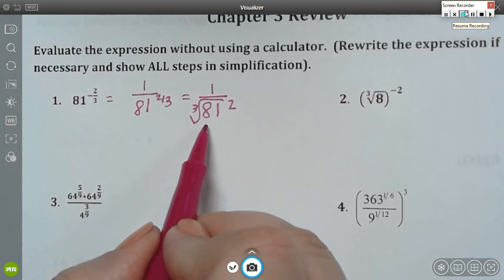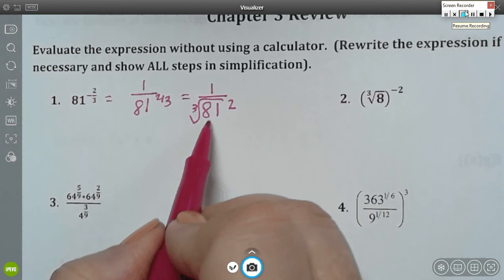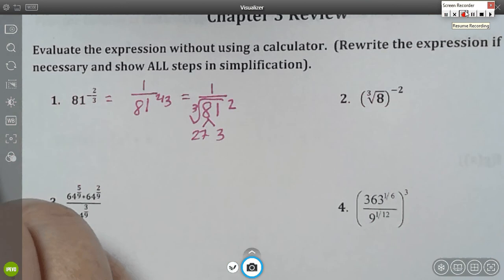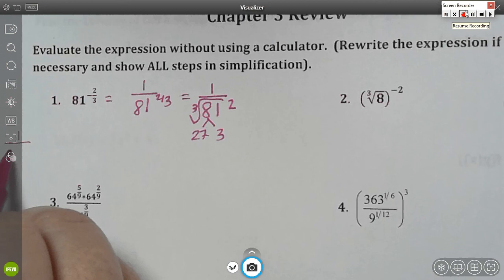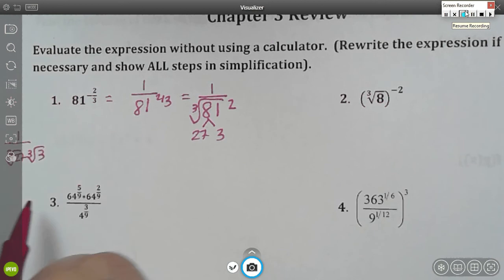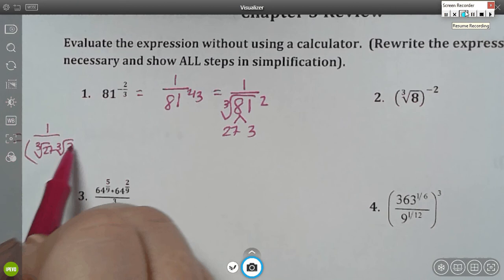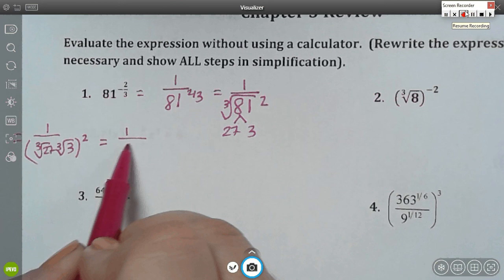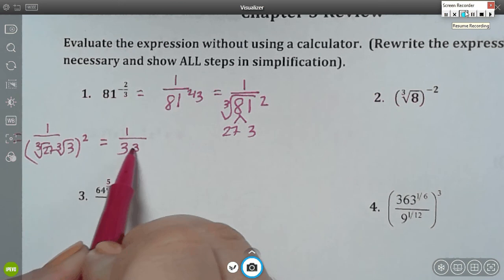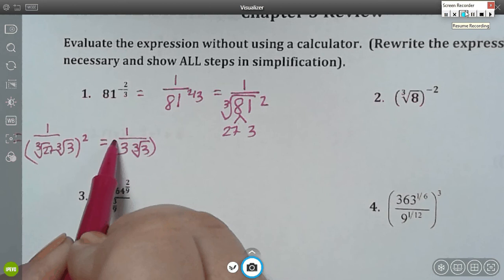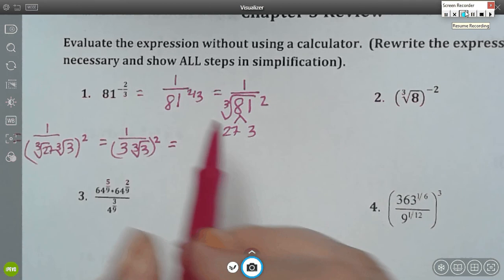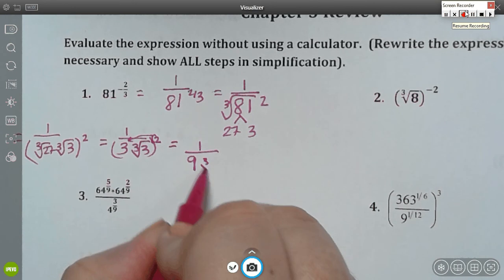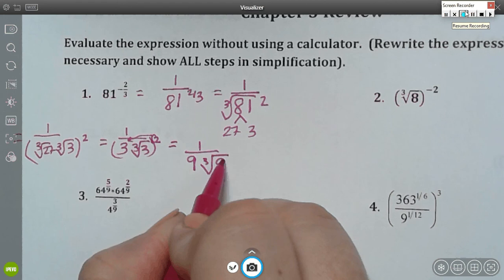So now the cube root of 81, if you think about your perfect cubes, can break down into 27 and 3. So I'm going to come over here. So I'd have 1 over the cube root of 27 times the cube root of 3. And this has still got an exponent of 2 on the outside, okay? So I end up with 1 over, the cube root of 27 is 3, the cube root of 3, and this is still squared. So I have 1 over, the squared goes to both pieces here, so I'd have 1 over 9 times the cube root of 3 squared, which is 9.